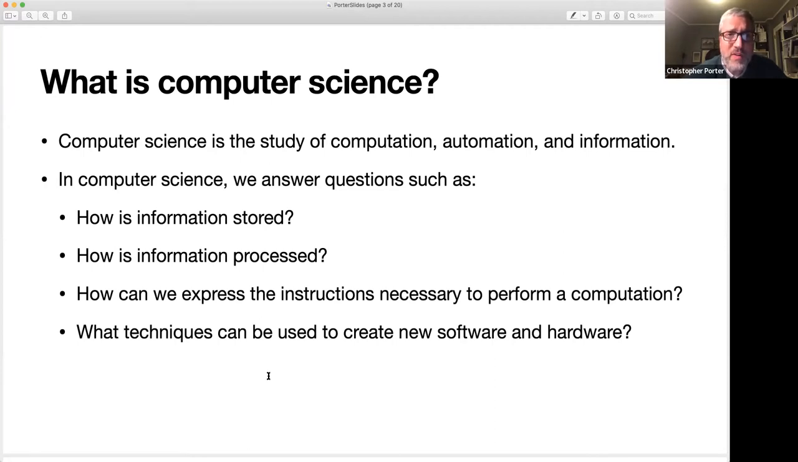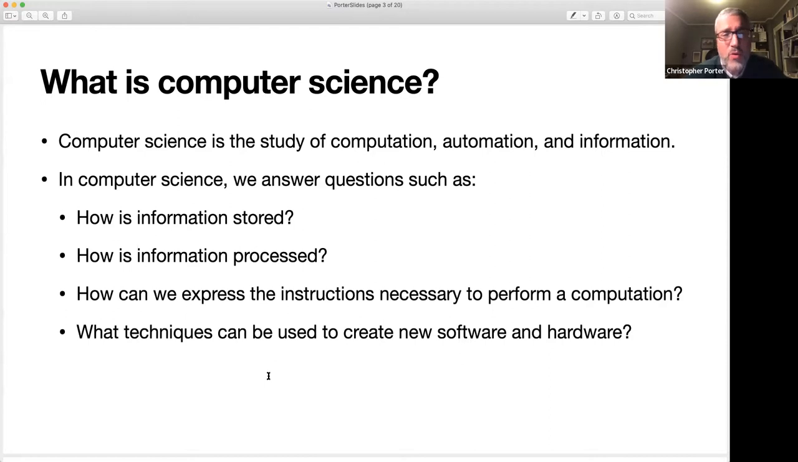We have some people who do very theoretical work there, but on a practical level, how can we express instructions necessary to perform a computation, right? So understanding programming languages, like Dr. Sun had said before, is really vital, right? Knowing how to build a complex program out of simple parts is a really key skill.